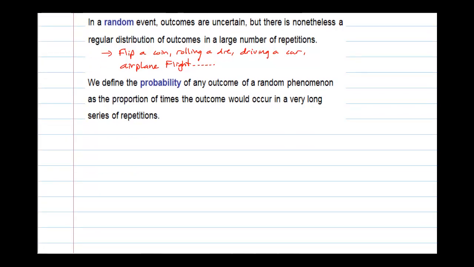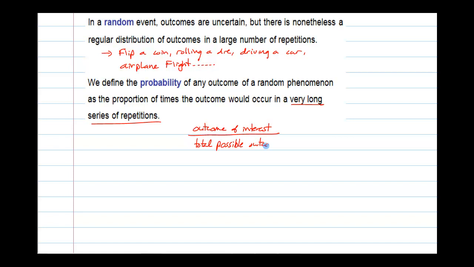Now, once we start talking about probability, we have a particular definition that we can look at here. The probability of a particular outcome of a random phenomenon, like flipping a coin, rolling a die, etc., is the proportion of times that the outcome would occur in a very long series of repetitions. This very long series of repetitions is a very important idea. It's the same as the idea of a long-term relative frequency. So when we talk about probability, we're talking about the outcomes that we're interested in, which could be one or more outcomes, over the total possible outcomes.